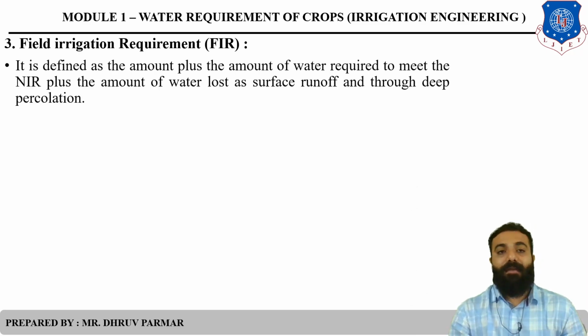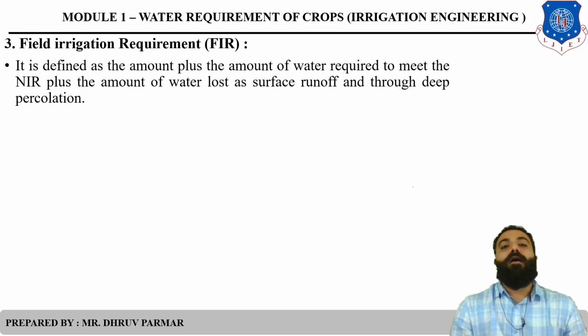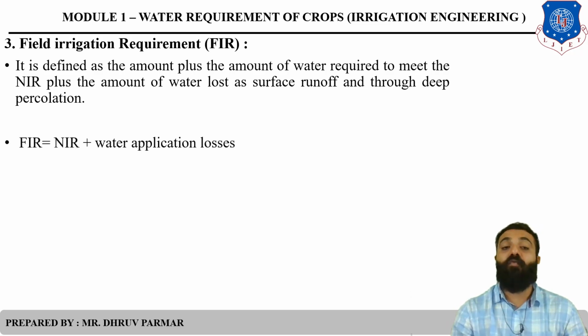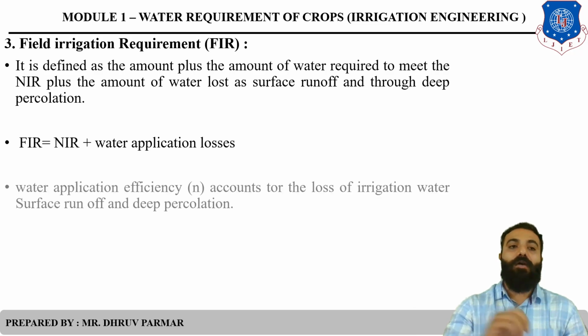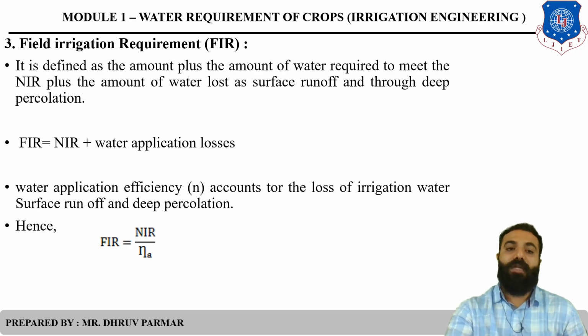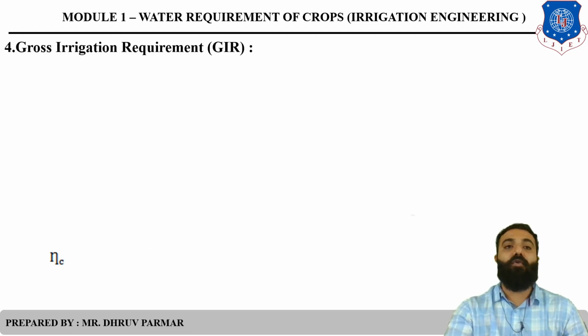The field irrigation requirement is defined as the amount of water required to meet NIR plus the amount of water lost due to surface runoff and deep percolation. So the formula is FIR equals NIR plus water application loss. In terms of efficiency, FIR equals NIR divided by eta, where eta is the application efficiency, whose meaning you know. And the fourth, last one, is gross irrigation requirement.